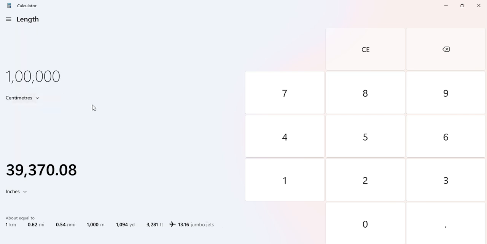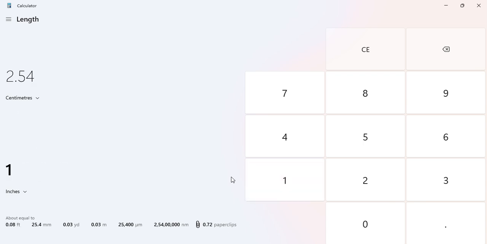And suppose centimeters. So these are the centimeters. Suppose you enter 1 centimeter, 1 centimeter is equal to this many inches. And 1 inch equals 2.54 centimeters. So like that we can convert both ways.